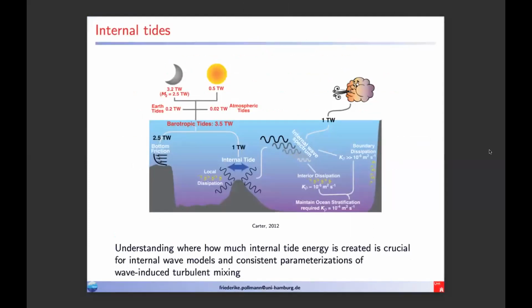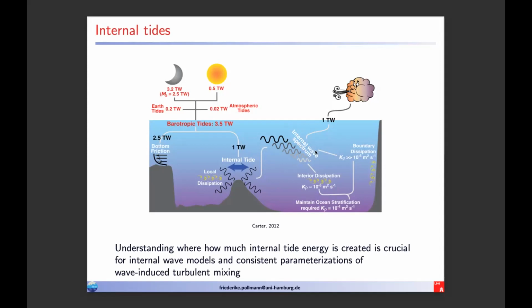This is one of many internal tide talks, so you probably don't need the introduction, but I thought I'd show the slide anyway to underline that understanding how much internal tide energy is created is important, because it's a crucial sink of the barotropic tide. We have local dissipation when the high modes break where they're generated, and then some of the high mode internal tides go into the ocean's internal wave field. That's a substantial contribution to the ocean's internal wave field energy.